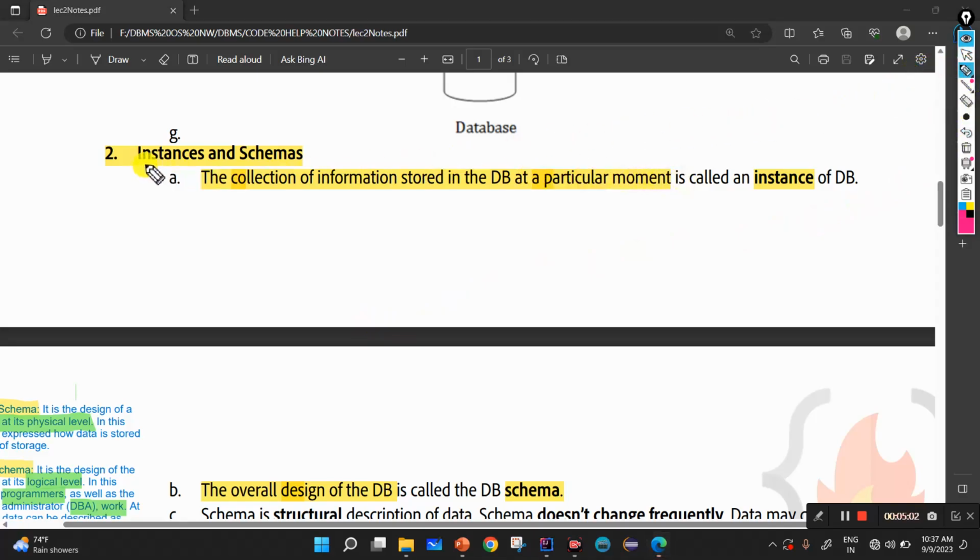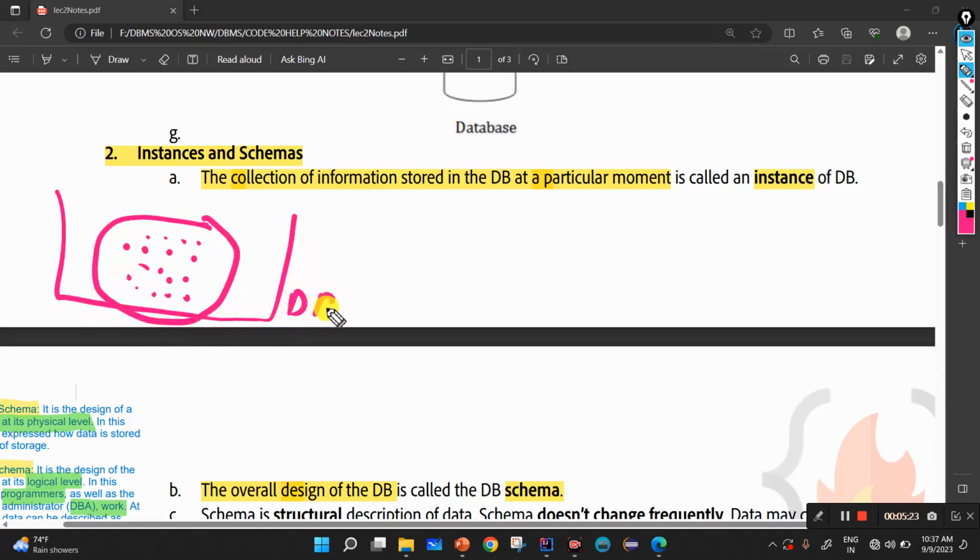So it is very simple. The collection of information stored in the DB. Suppose these are our information, this type of information, and it is the collection. So we have collected all this information and it is stored in our DB.